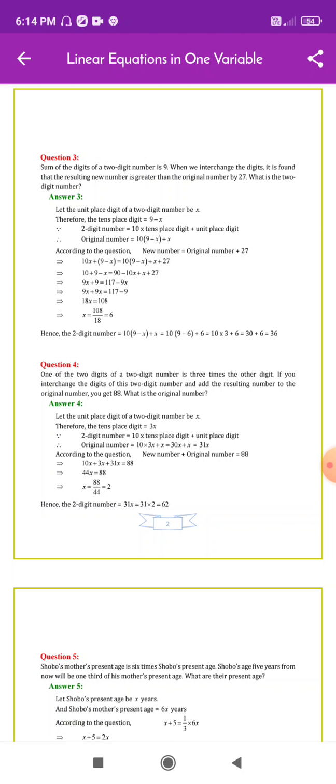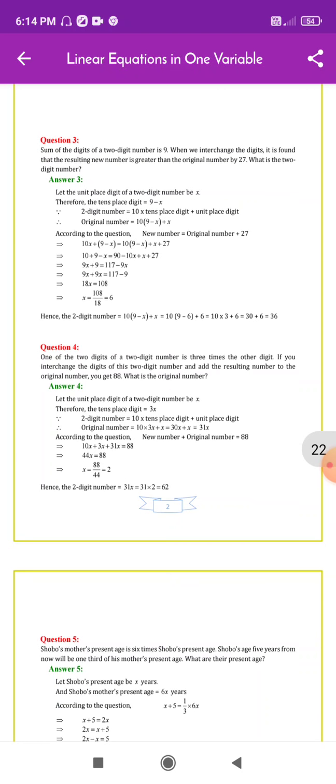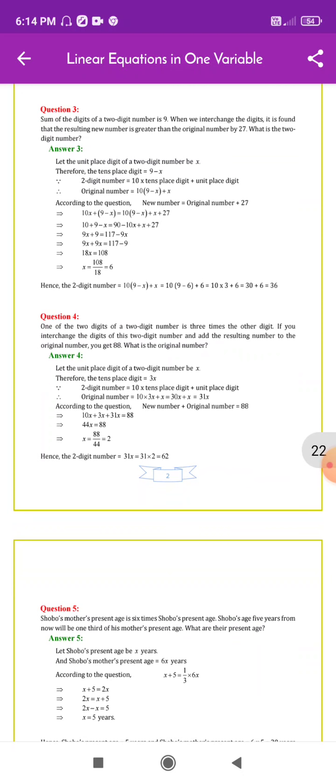When we interchange, the tens place digit will be 9 minus x. Then 2-digit number will be what is asked. You can understand that a 2-digit number is equal to 10 into tens place digit plus unit place digit. So how will you form the original number? The original number will be formed like that, that is 10 into 9 minus x plus x. Have you understood? This is the original number.